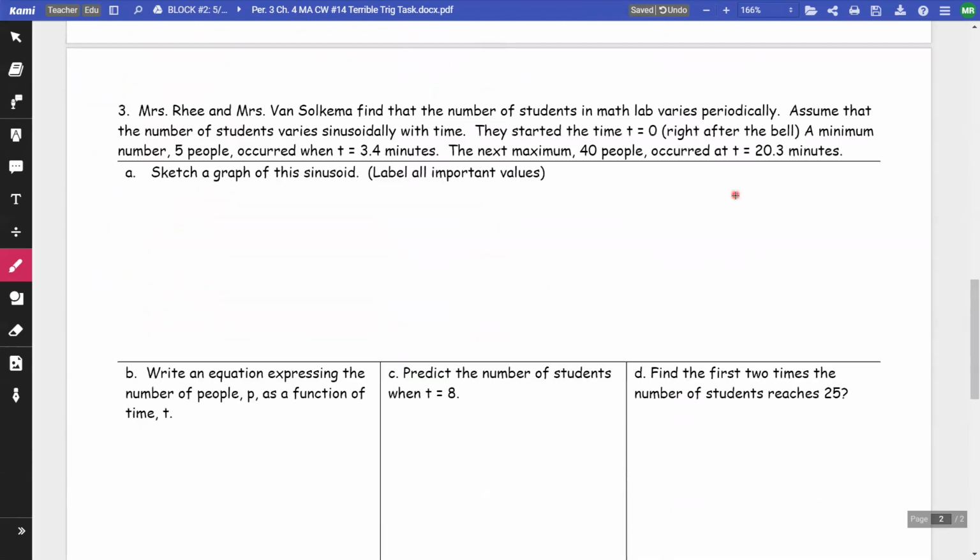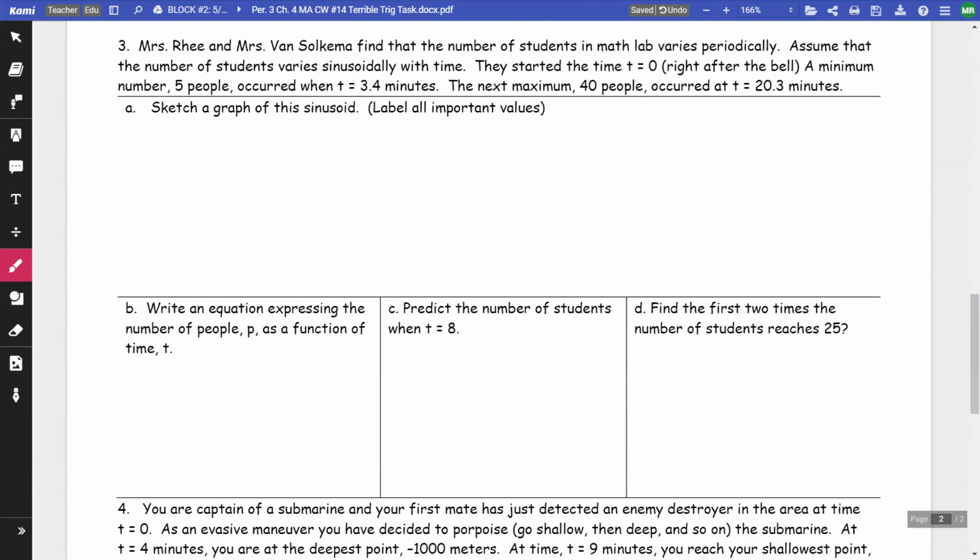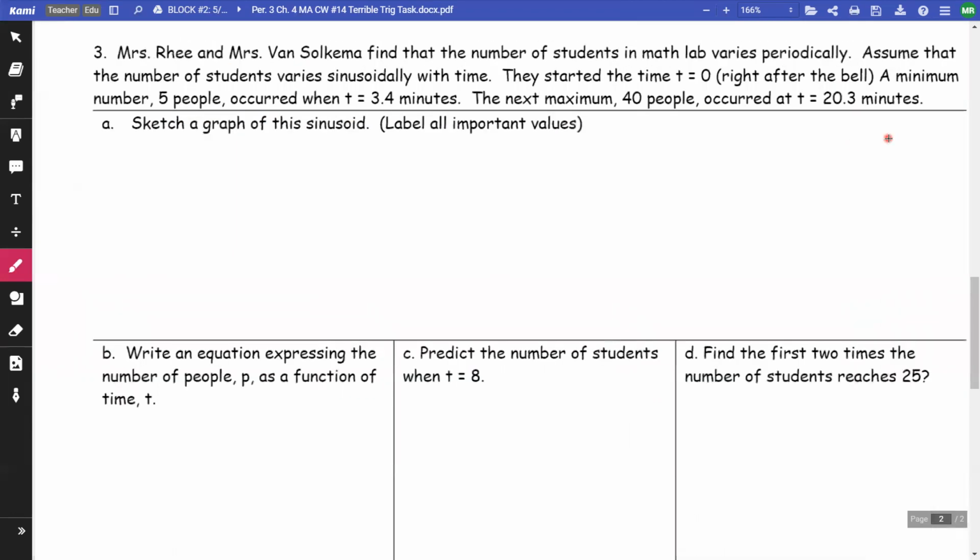Okay, number 3. So on number 3, Mrs. Ree and Miss Van Sokema find the number of students in math lab varies periodically. Assume that the number of students varies sinusoidally with time. They start at time t = 0 right after the bell, and a minimum number of 5 occurs at t = 3.4 minutes. The next max occurs, which is 40 people, at 20.3 minutes. Sketch a graph of the sinusoid, label all important values.